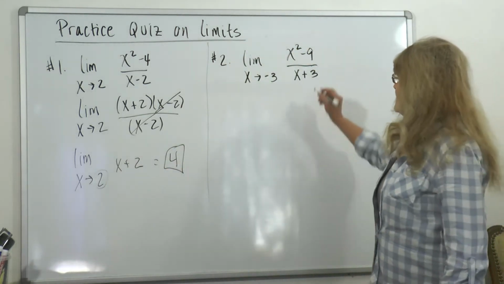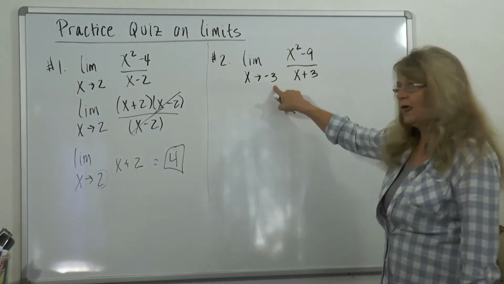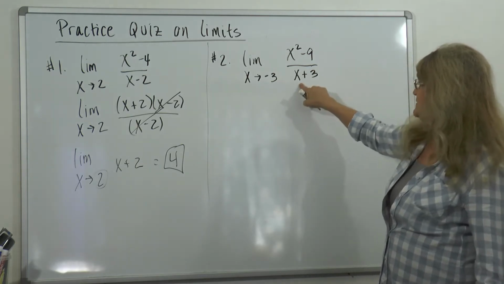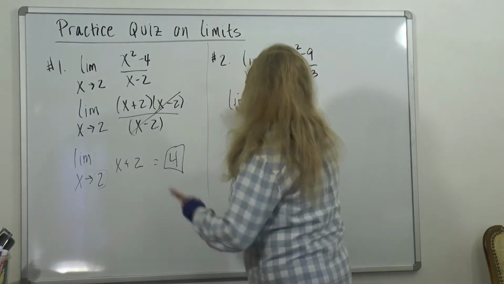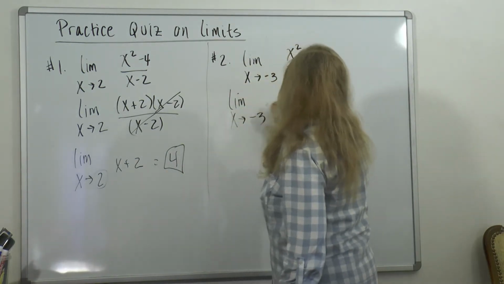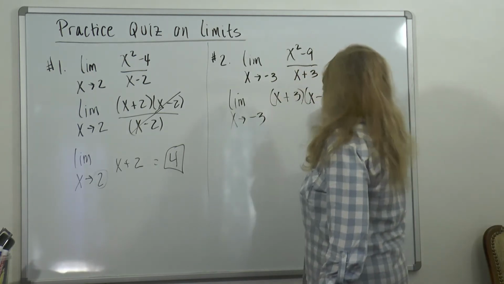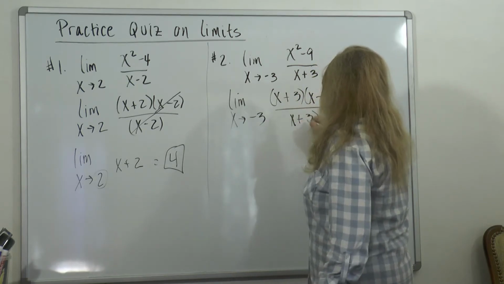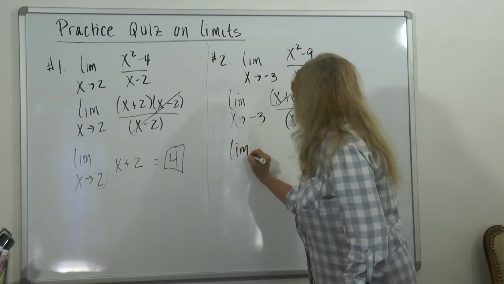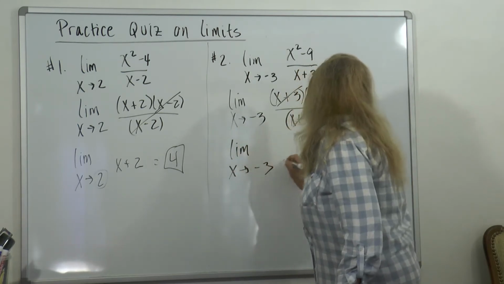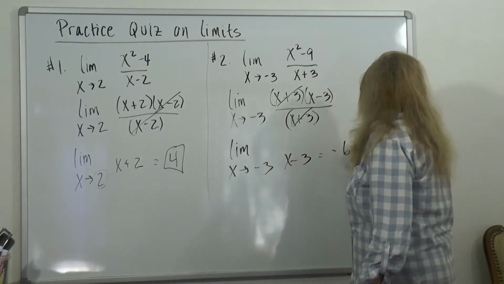Okay? This one is going to be similar. Obviously, I can't let x equal negative 3 because negative 3 plus 3 is 0. Division by 0 is not defined. So, just like with the previous problem, I'm just going to factor. And again, it's a difference of perfect squares. Here the x plus 3's cancel. So I have the limit as x goes to negative 3 of x minus 3. Negative 3 minus 3 is just negative 6.